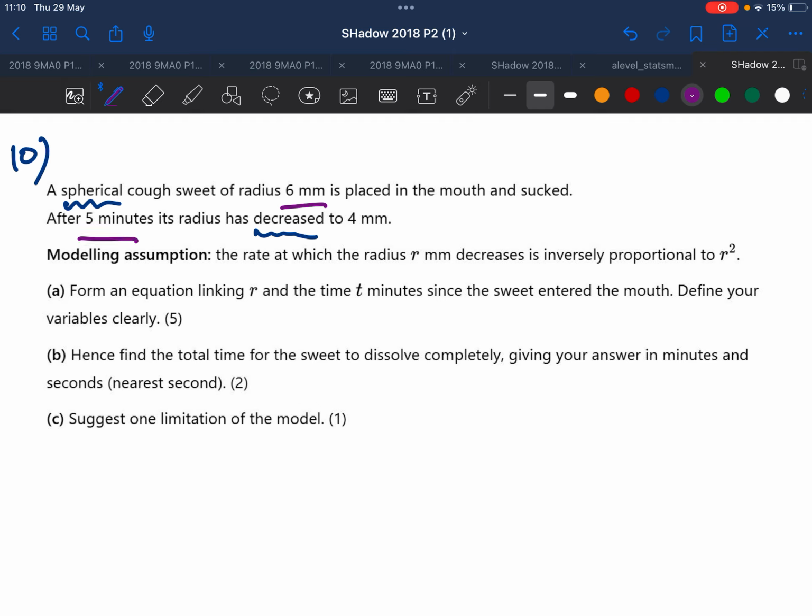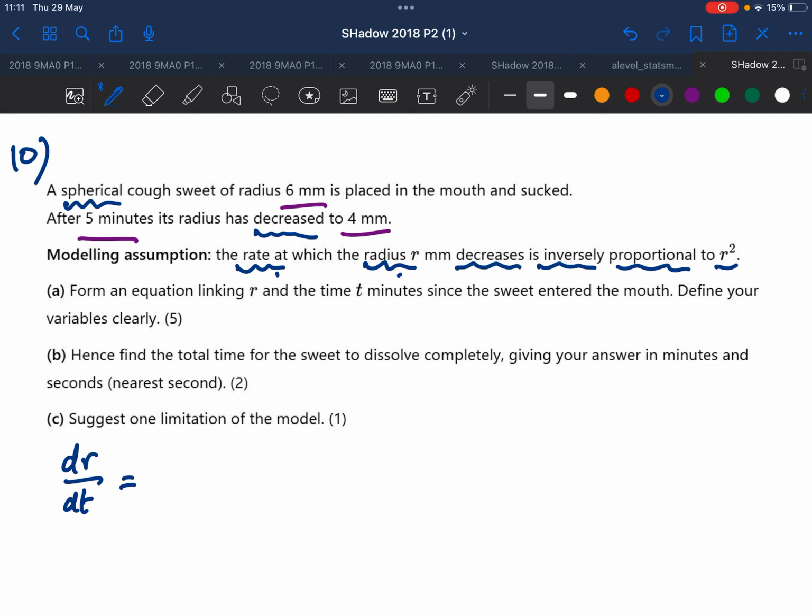So I'm just trying to keep track of some of the information. Modeling assumption: the rate at which the radius decreases, inversely... wow, there's a lot of stuff here. Okay, so I think this is the bit that I'm going to start from. When they say rate, if you're generally not sure, it means it's about time. So this is going to be about the radius and time, so dr/dt.